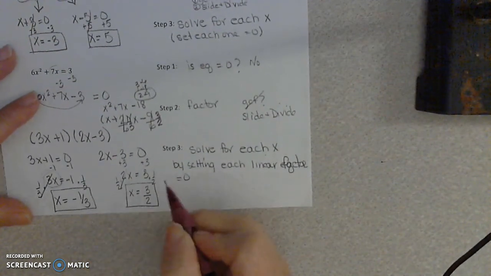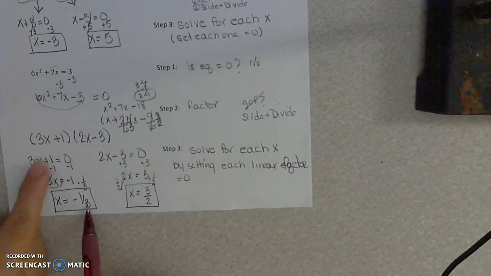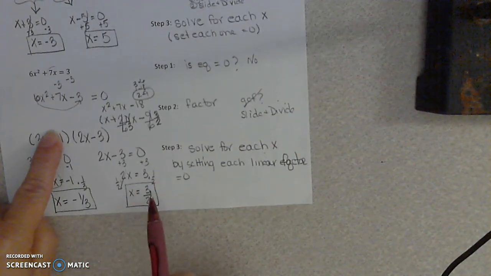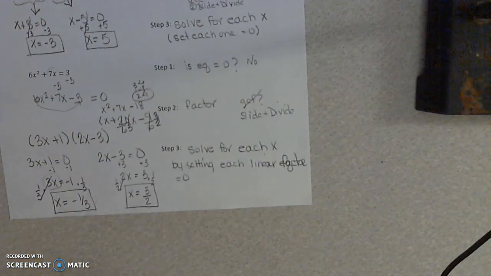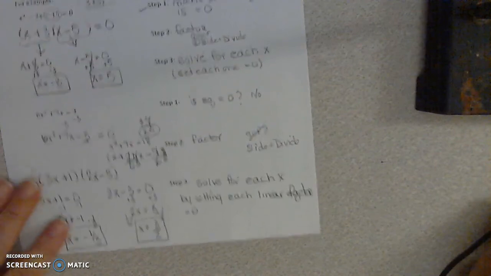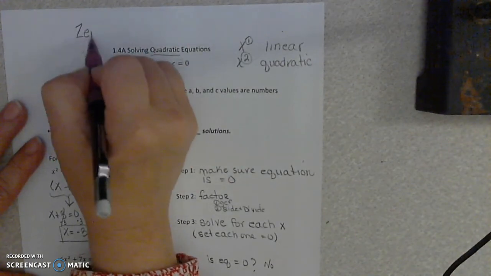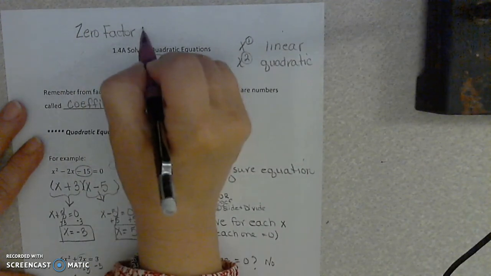You can use your calculator if you want to, or by hand you could plug this back into here to check it and make sure you get 0. Plug this back into here, make sure you get 0. And that's how you solve quadratic equations. This is using, and I'm going to ask y'all this in class, the 0 factor property.